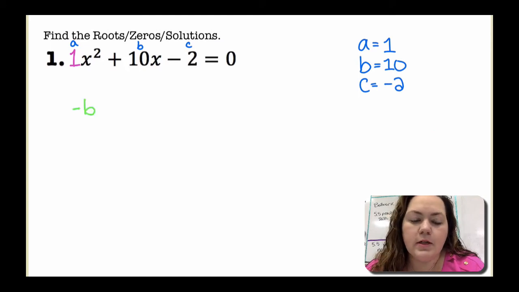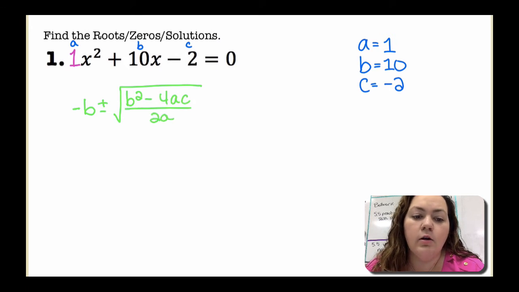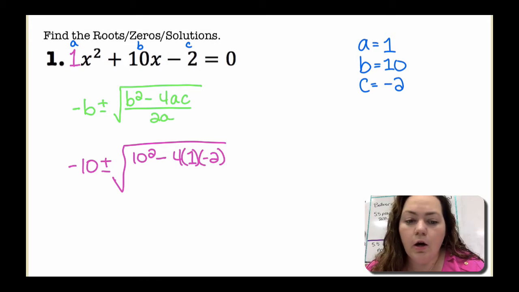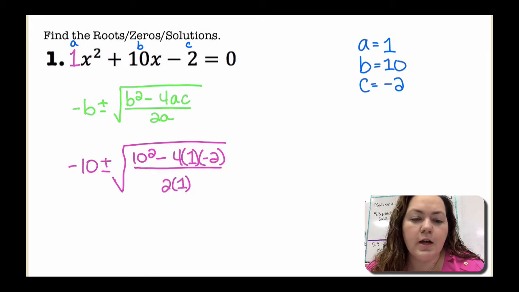Now I'm going to plug those into my formula. Again, my formula is negative b plus or minus the square root of b squared minus 4ac all over 2a. So negative b would be negative 10, plus or minus the square root of b squared, which is 10 squared, minus 4 times a times c, which is negative 2, all over 2 times a, which is 1.